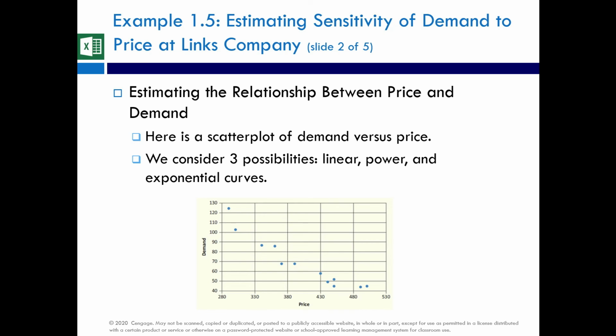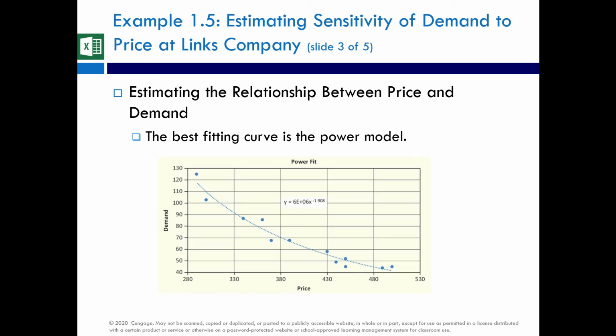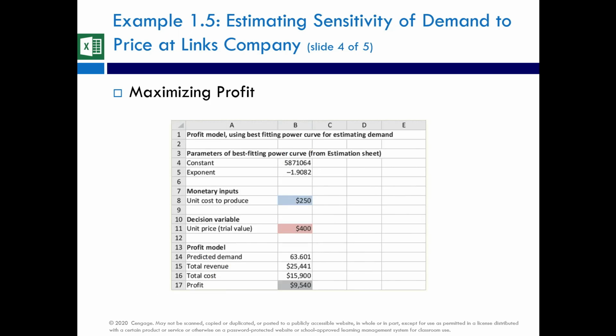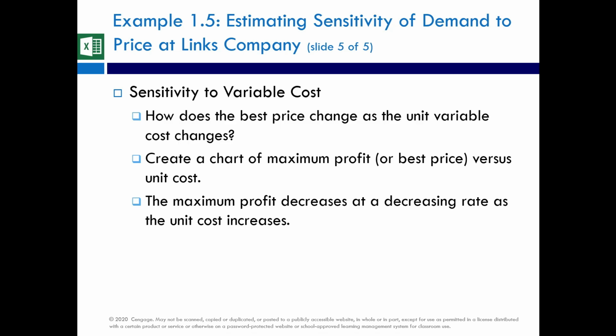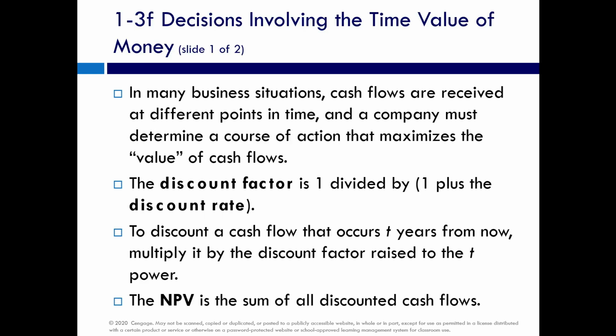Estimated relationship between price and demand. Here's a scatter plot of demand versus price. We consider three possibilities. The best fit curve is the power model. Maximizing profit. Sensitivity to variable cost: how does the best price change as the unit variable cost changes? Create a chart of maximum profit or best price versus unit cost. The maximum profit decreases at a decreasing rate as the unit cost increases.